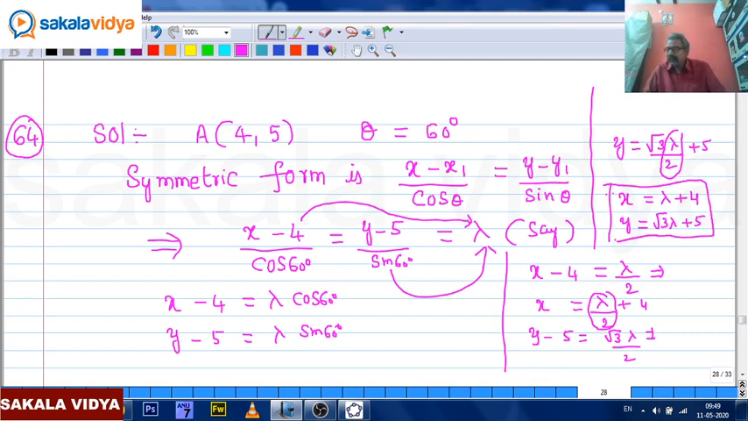So which is the right option? x is equal to lambda plus 4, y is equal to root 3 lambda plus 5. Or better, if you won't get any confusion, you can change the parameter now. Say this is R. Now this will be R, this will be R. Then you need not get any confusion.